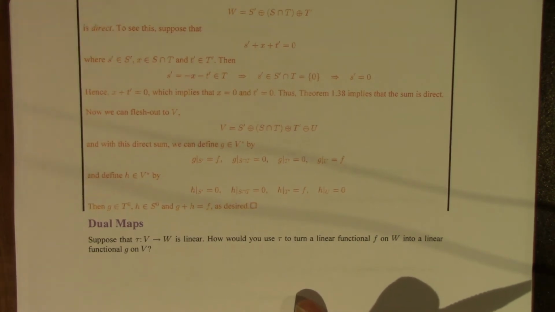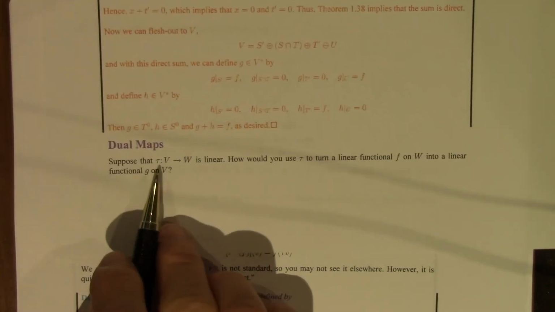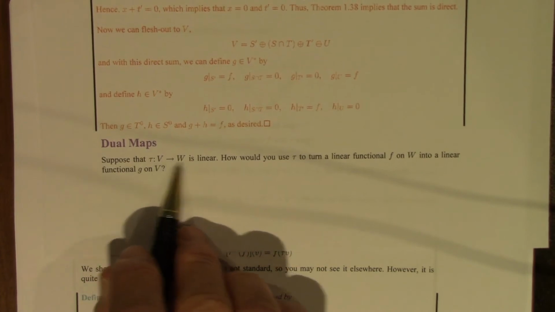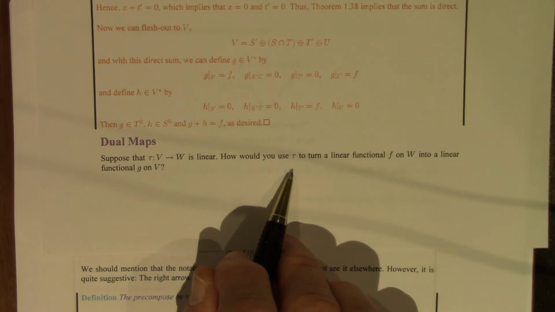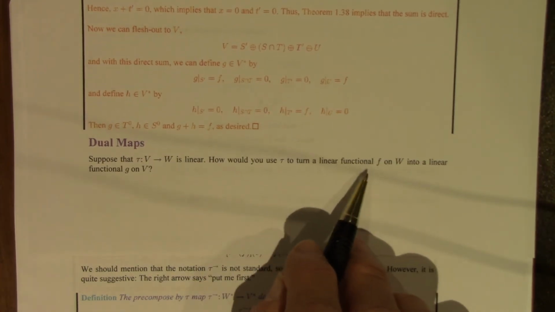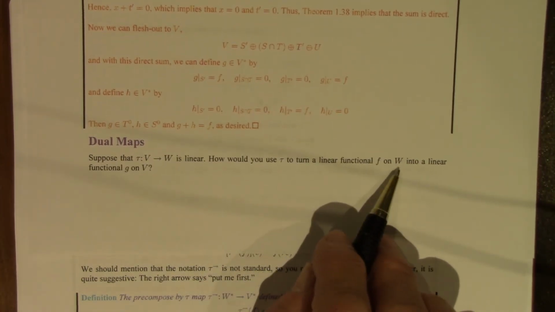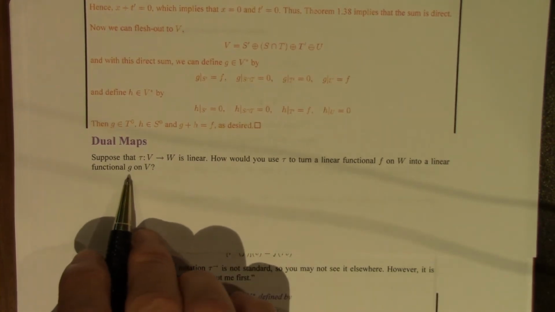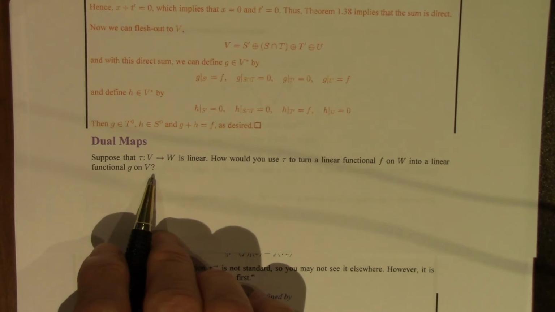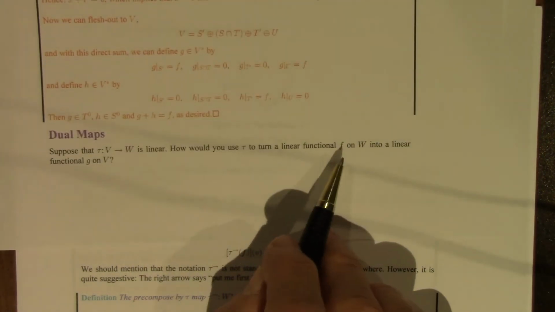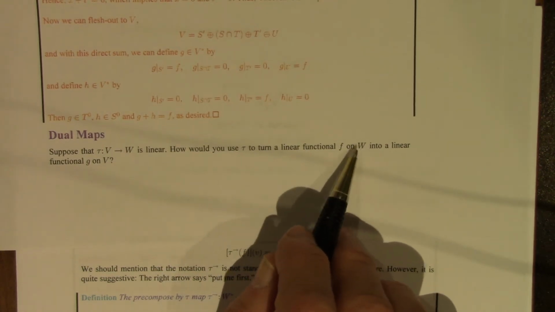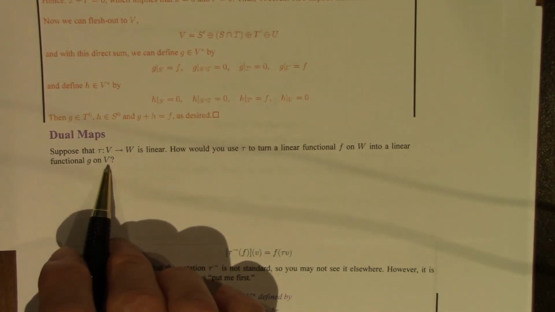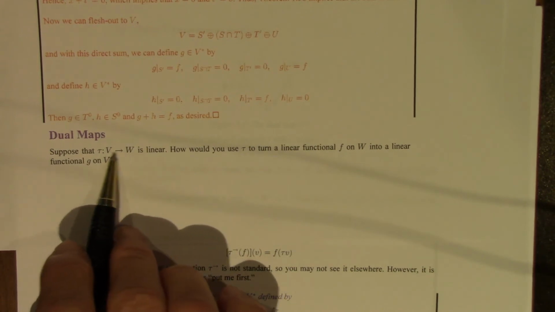Now let's ask a question. Suppose that tau is a linear map from V to W. How would you use tau to turn a linear functional f on W into a linear functional g on V? What we're looking for then is a map from W star to V star. Note the reversal in the direction here.